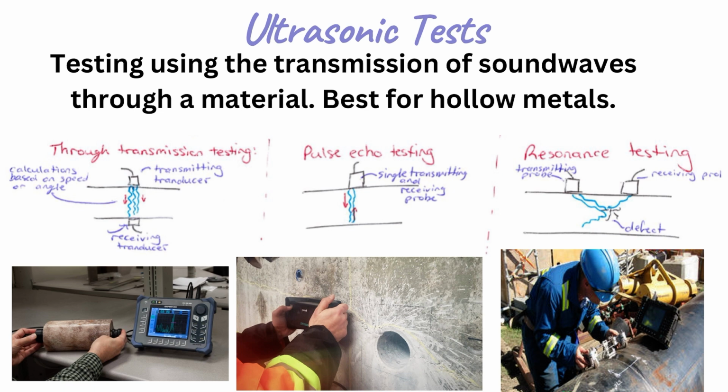You have pulse echo testing as well, which is where there's a single transmitting and receiving probe, so it's all contained in one, and essentially bounces off and relies on total internal reflection to receive those signals back, which makes it easy because you only have to access one side of the material. Then there's also resonance testing, where you have both probes on one side of the material, but you still have two probes. So one transmits, one's receiving, and it is using calculations based on where those defects are and the different aspects within the material.